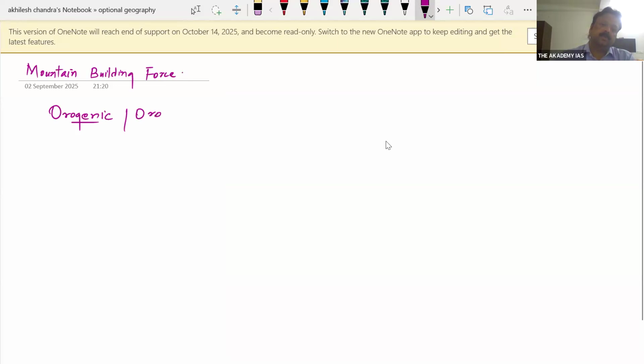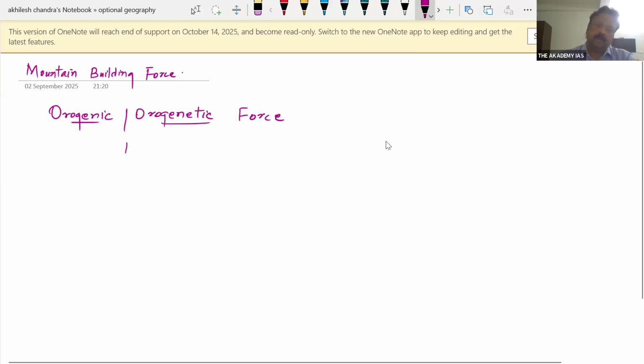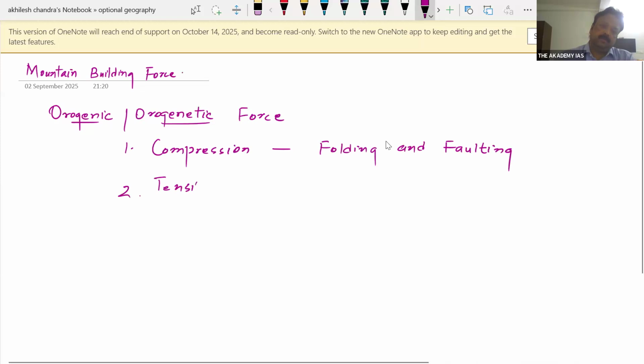Or sometimes it is also referred to as orogenetic force. It is of two types. One is compression. Compression results in folding and faulting both. While tension, due to tension, there is formation of fault only. So there is faulting. So let's take up one by one. Compression.